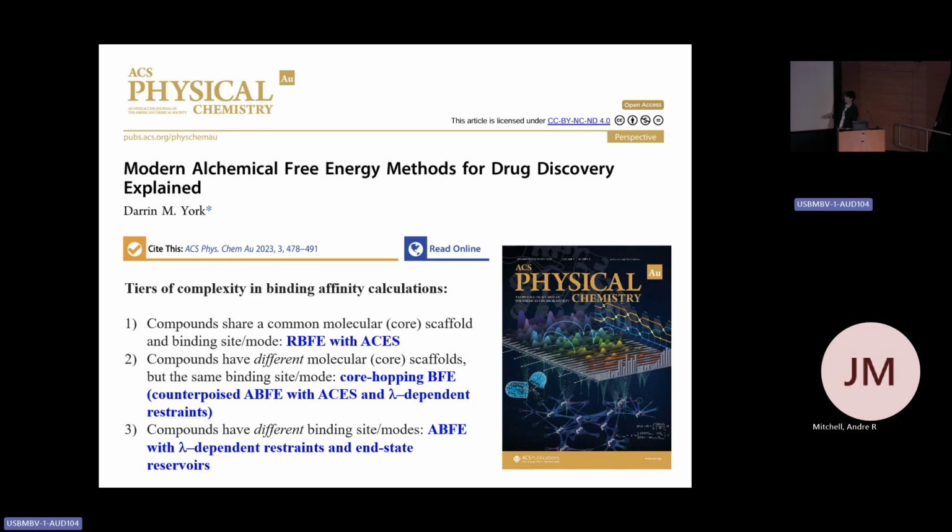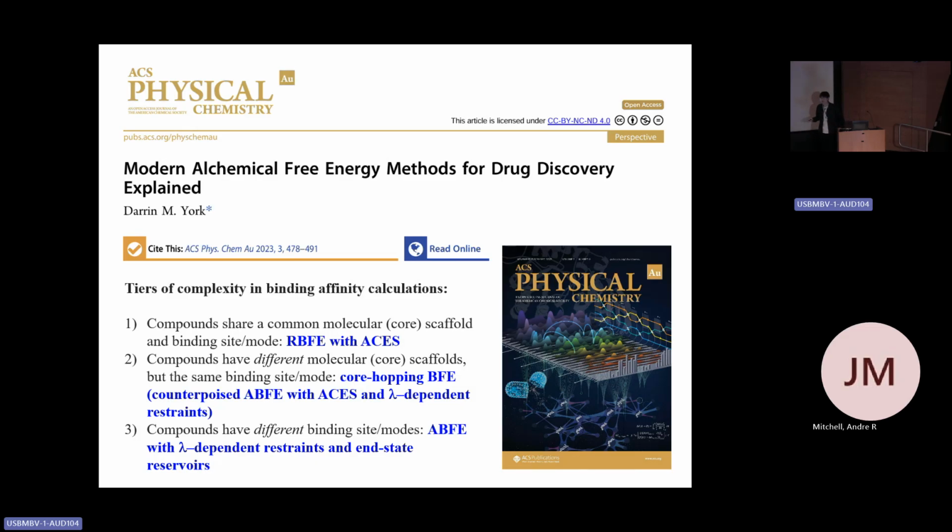The second tier is when your compounds have different molecular scaffolds, but luckily they are in the same binding site, and even more luckily they share some similar binding mode. In this case, you will run core hopping binding free energy, which is CBFE, composed of two counterpoised ABFE calculations with the ACES method. At the same time, you probably need to introduce some lambda-dependent restraints, for example the lambda-dependent Boresch restraint, to hold the ligand inside the binding pocket when you completely turn it off into the dummy state.